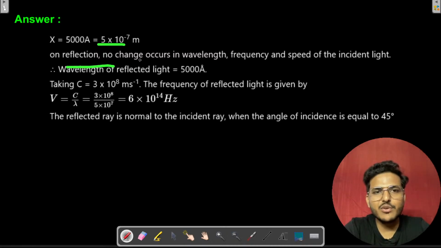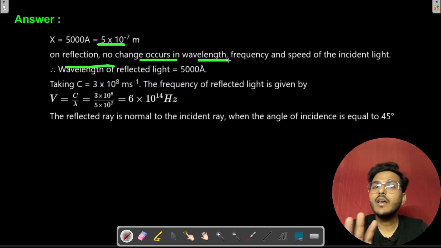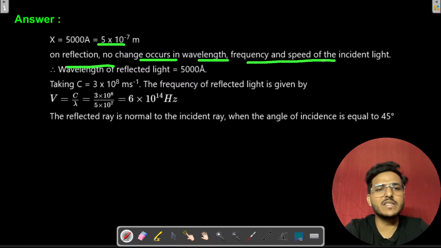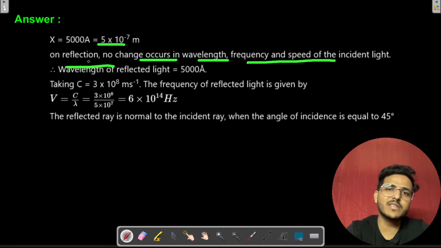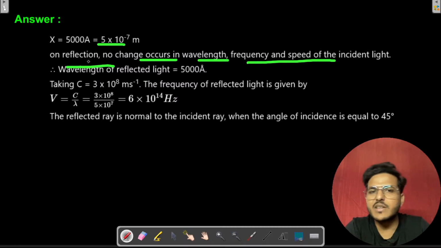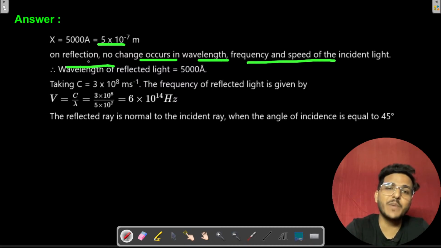On reflection, no change occurs in wavelength. Just remember, in reflection there will be no change in wavelength, frequency or speed of light, because the light falls on the surface in the same medium and returns back into the same medium. But in refraction there will be a change in speed, right?